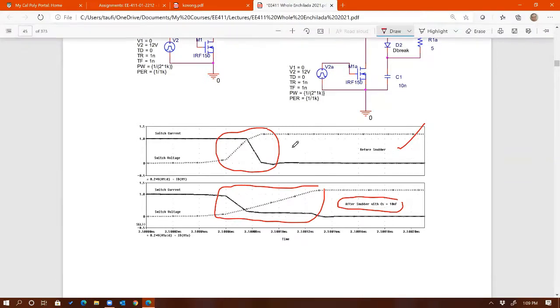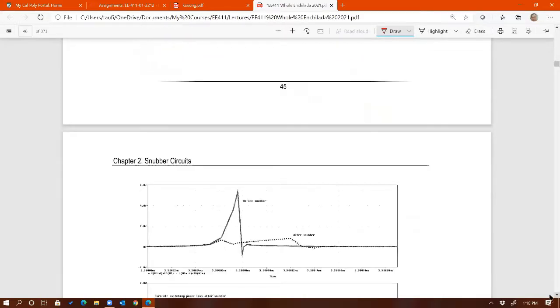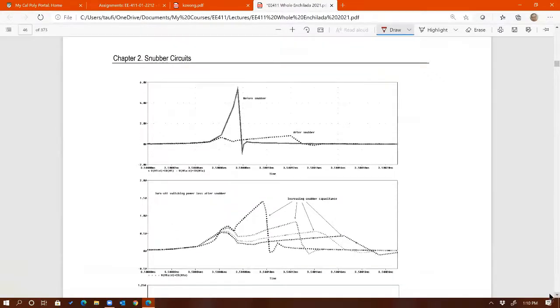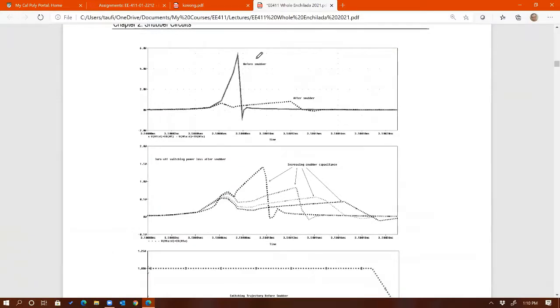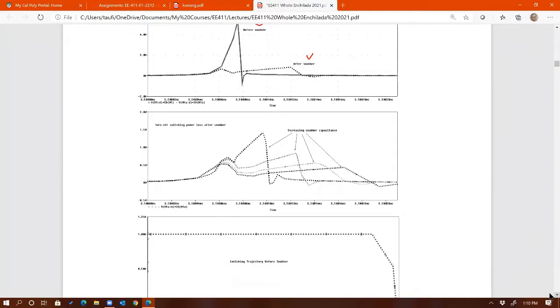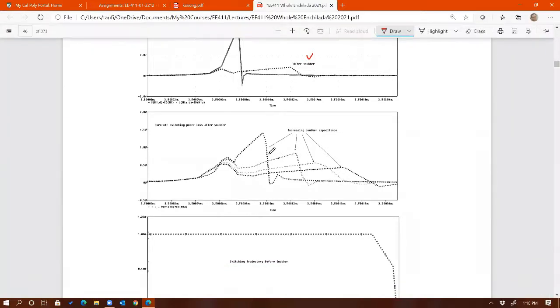It's not really clear here because there's no power, but I believe the next one should give you, yeah, there you go. That's the power right there. So before snubber, after snubber. And this is the effect of increasing snubber capacitance, from big, smaller, smaller, and smaller.